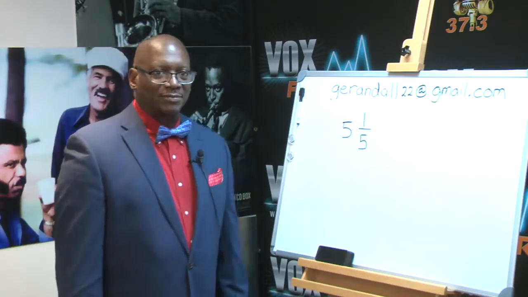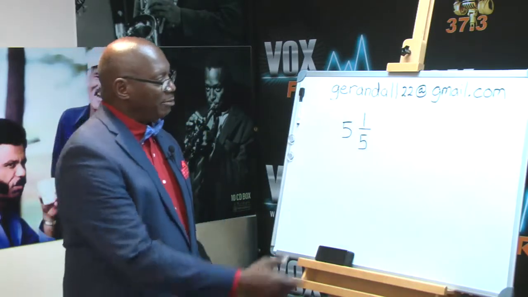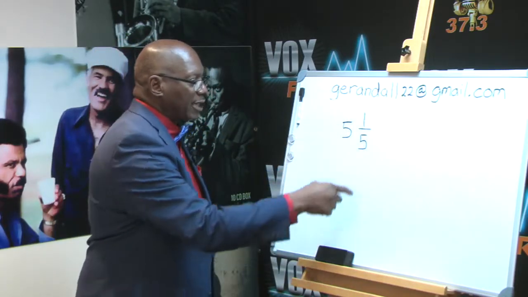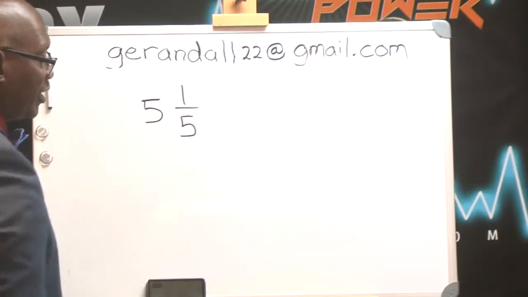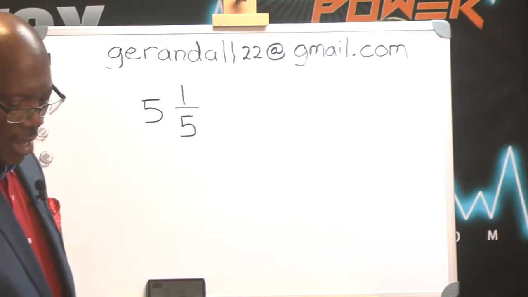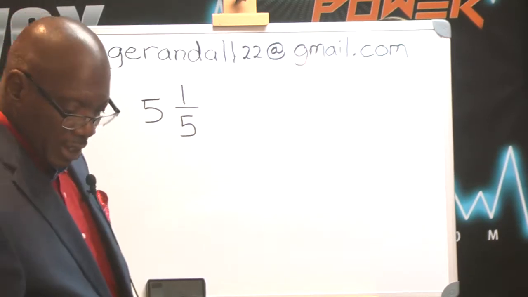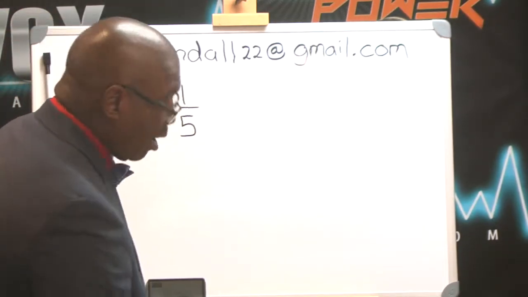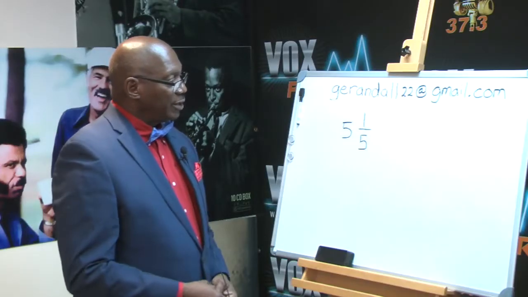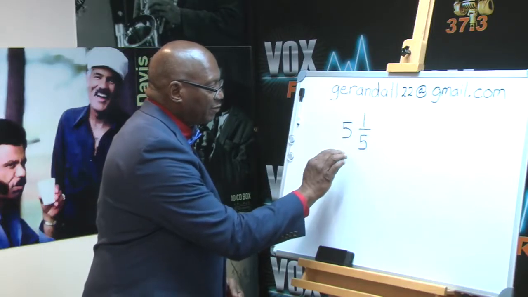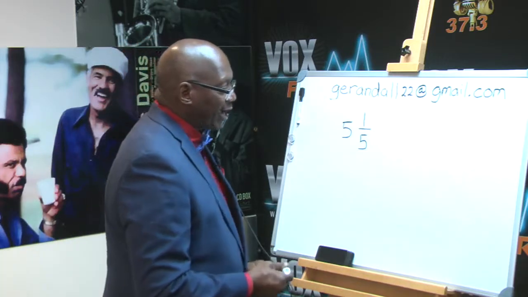Well, hello again, and we're back looking at what's called a mixed number. A mixed number has a whole number and a fraction with it. And we say this 5 1/5, okay? And a mixed number comes under the classification of what's called a rational number, okay? Now, what I want to do here is convert this mixed number into what's called an improper fraction.